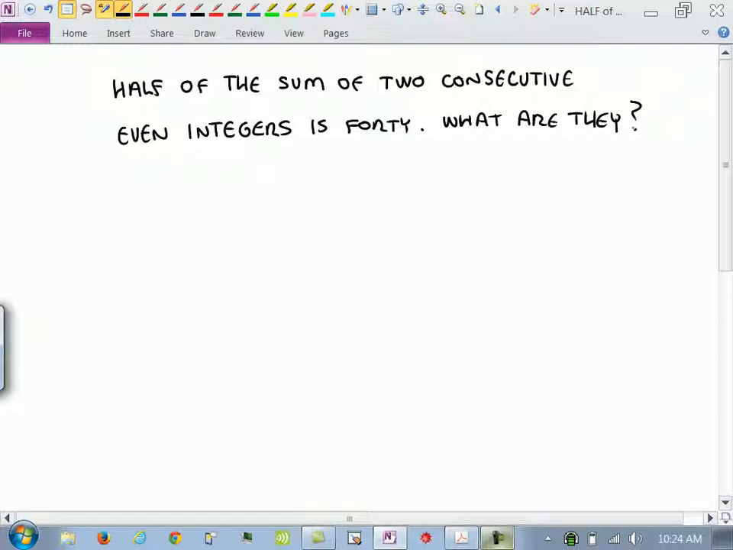The thing that should really stick out here is that I did not just say 2 consecutive integers. I said 2 consecutive even integers. So let's take a look at this real quick. Before we start this problem, I'm going to draw a number line to help you out here. Here were the integers, right? Here they are.